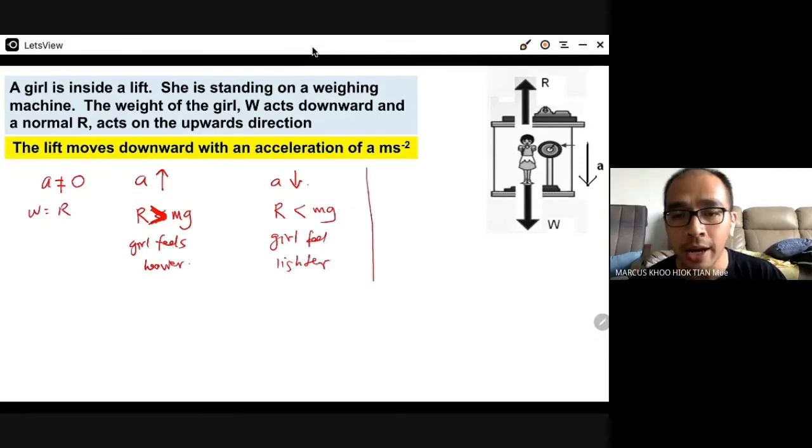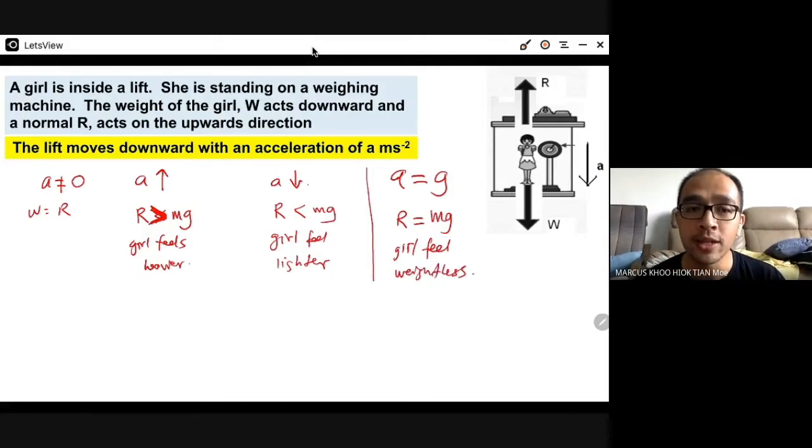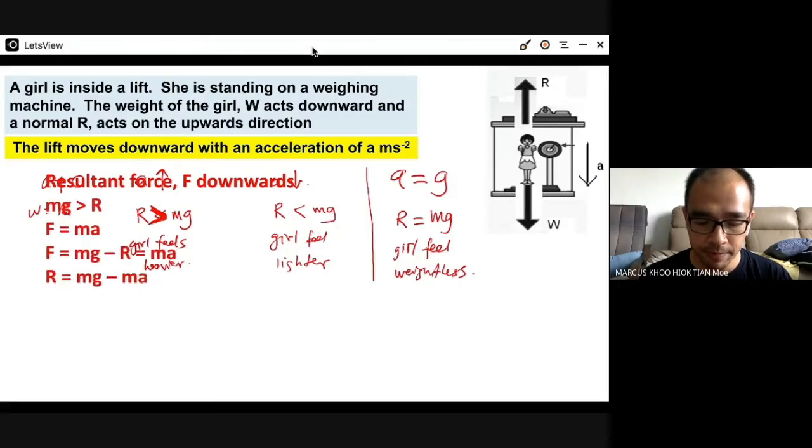In a situation totally unrelated to your syllabus, if the acceleration is the same as gravity, your R is going to be the same as mg, and the girl will feel weightless. So if you ever feel that you have put on so many kgs since the start of the MCO, this is a good idea for you to feel weightless. Go into the lift and then cut the cable. What am I teaching here?